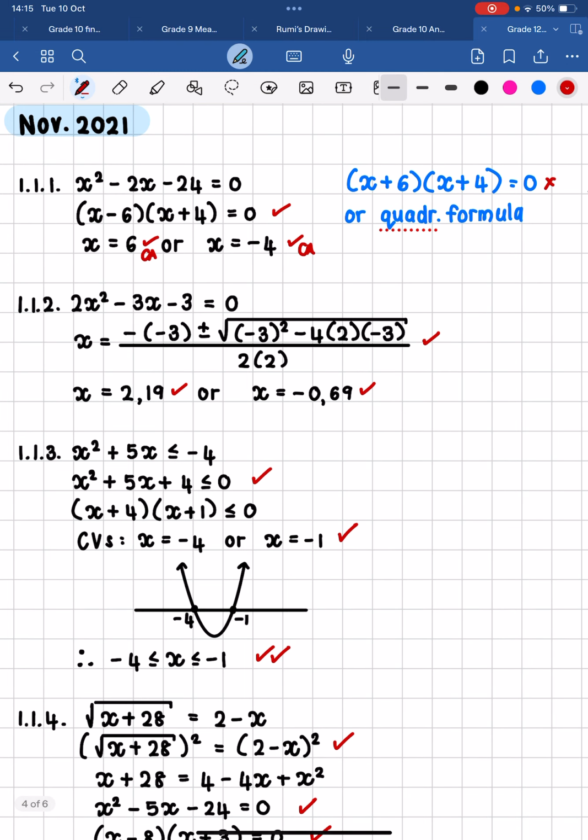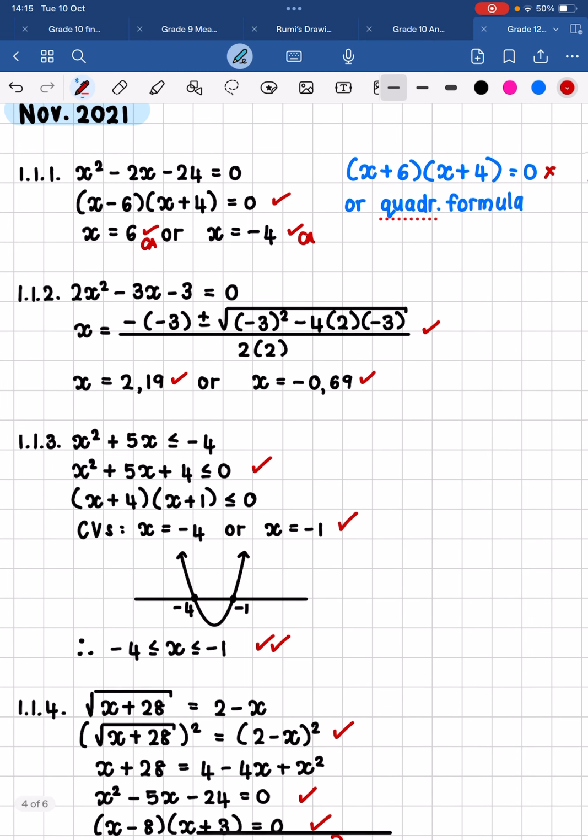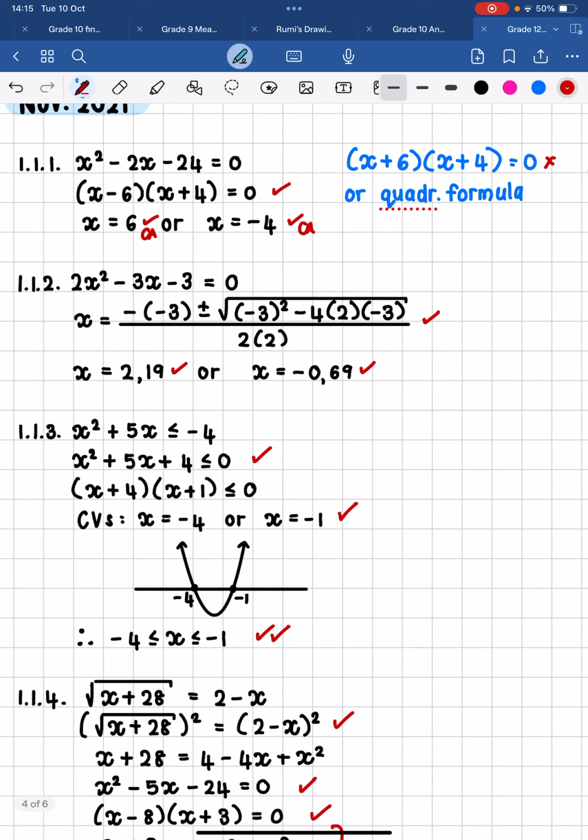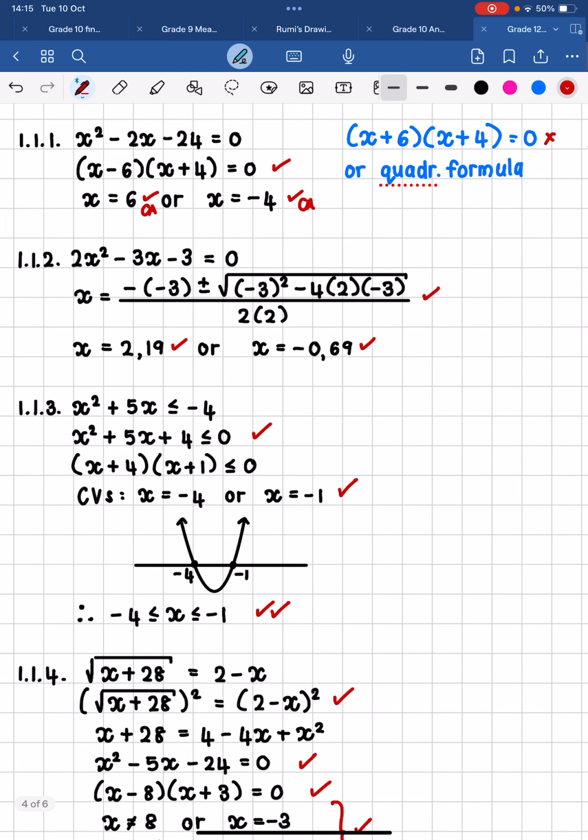Okay, next one, quadratic formula. You had to use the quadratic formula for this one. Again, in the instruction, it said correct to 2 decimal places. So you have to do that. So you get a mark for your substitution step and then a mark for each of your answers.